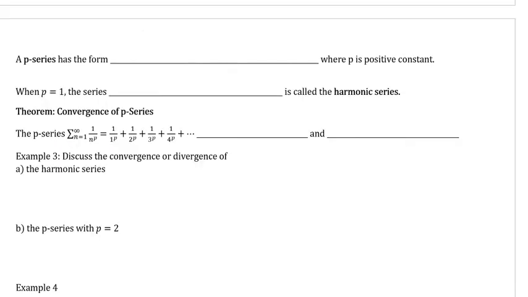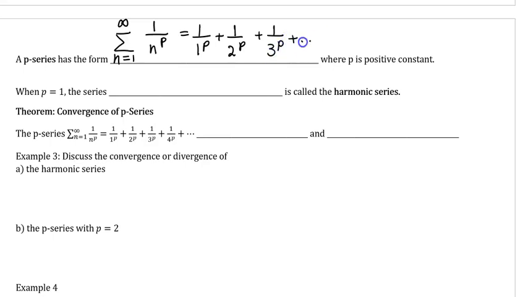Next, we have the definition of a p-series. A p-series is a series that has the form of the sum n equals 1 to infinity of 1 over n to the p power. So that looks like 1 over 1 to the p plus 1 over 2 to the p plus 1 over 3 to the p, so on and so forth. P is some positive constant.